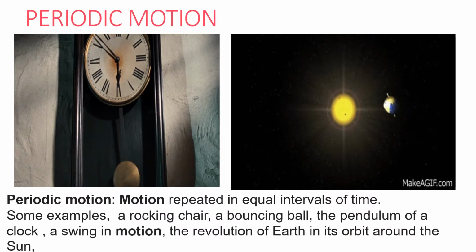Let's move on to the next one. Motion repeated in equal intervals of time is known as periodic motion. Some examples for periodic motion are a rocking chair, a bouncing ball, the pendulum of a clock, a swing in motion, the revolution of Earth in its orbit around the Sun.